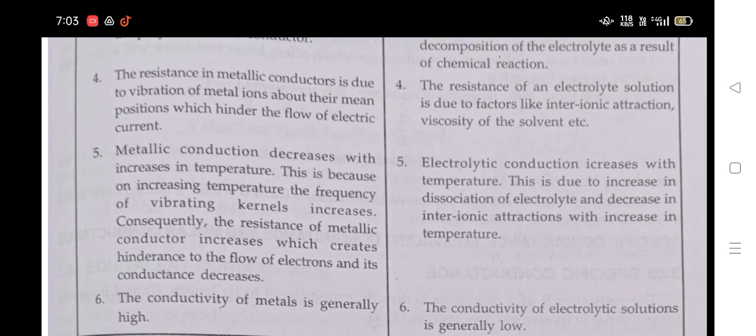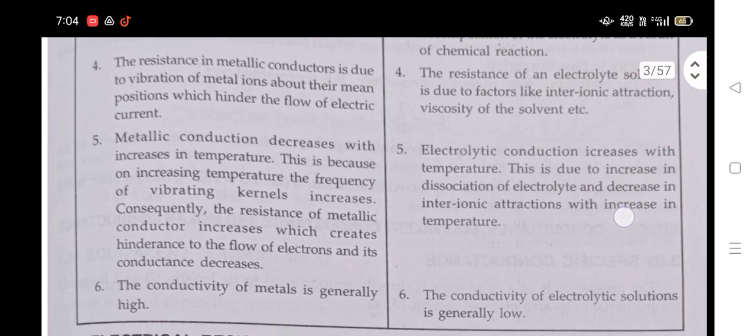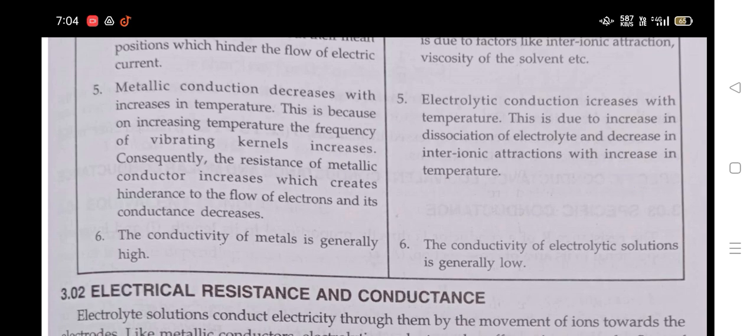Fifth, metallic conduction decreases with increase in temperature. This is because on increasing temperature, the frequency of vibrating kernels increases. Consequently, the resistance of a metallic conductor increases, which creates hindrance to the flow of electrons and its conductance decreases. Electrolytic conduction increases with temperature. This is due to increase in dissociation of electrolyte and decrease in interionic attraction with increase in temperature.